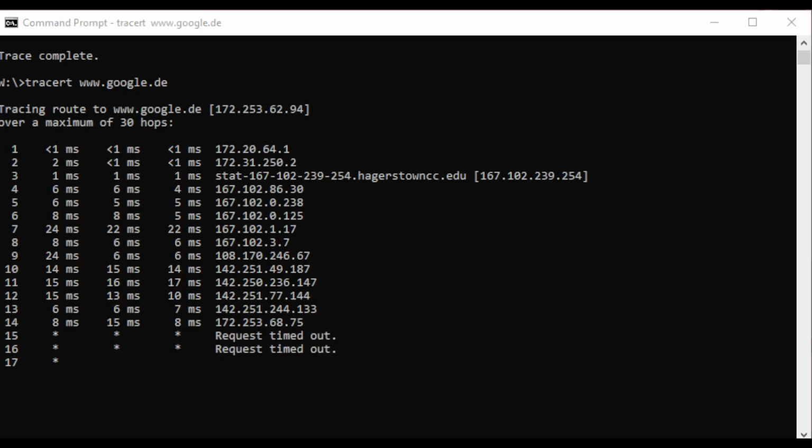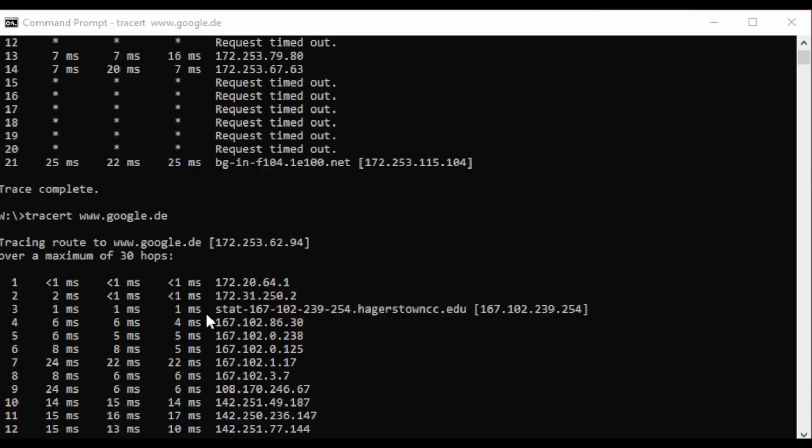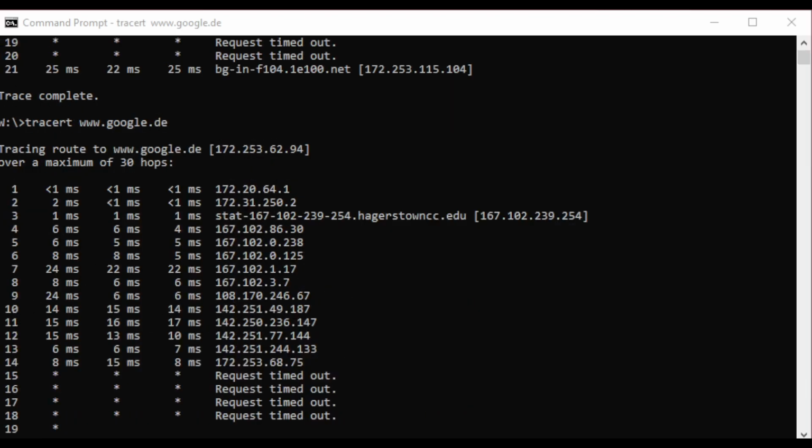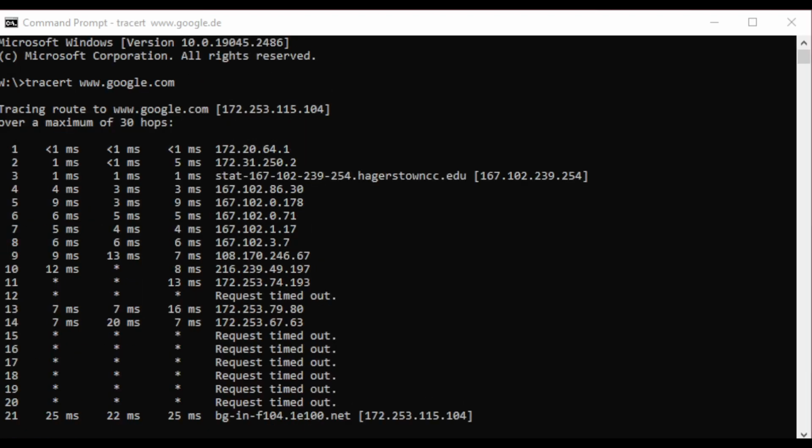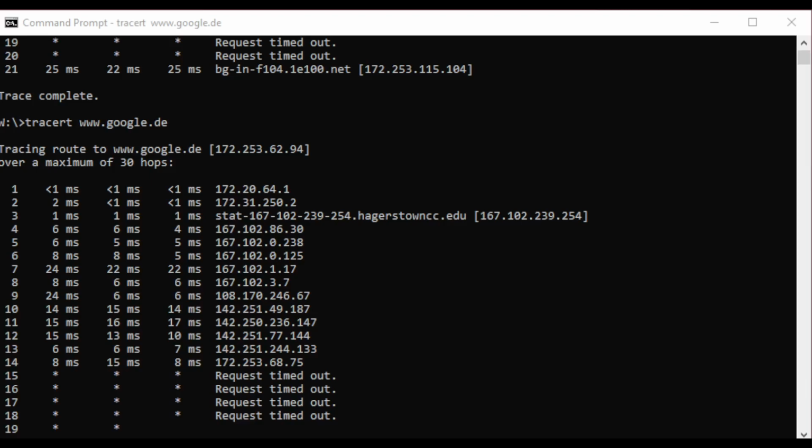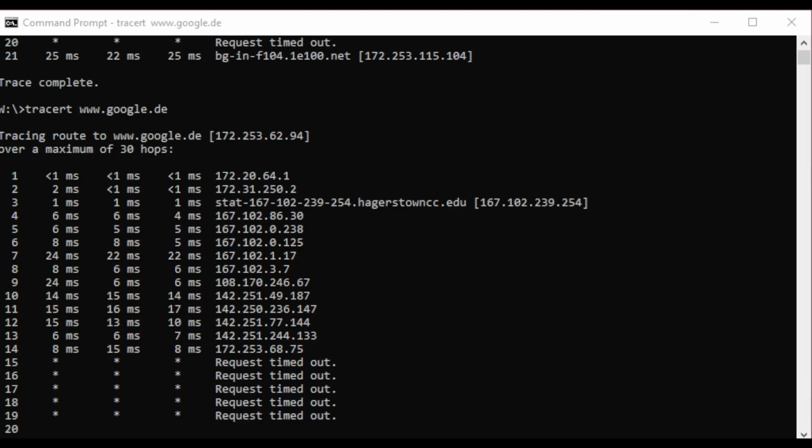The address lookup. Let's see, 172.253.94. Google.de is still in California, in case you guys were curious. All right, 253, what was it? 115.104. I would have thought it would have been going to Germany. We're not actually in Germany. We're basically going to the exact same spot in California.